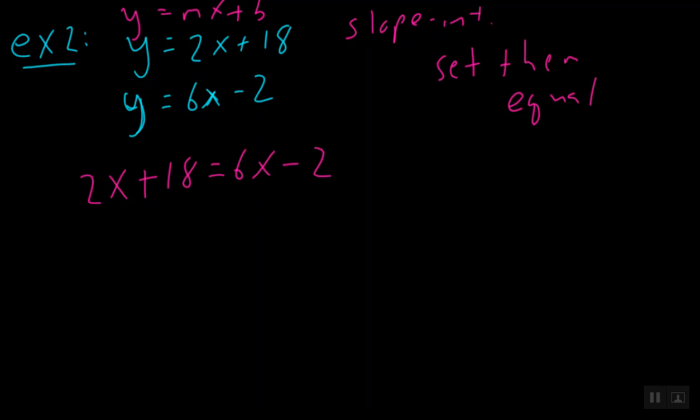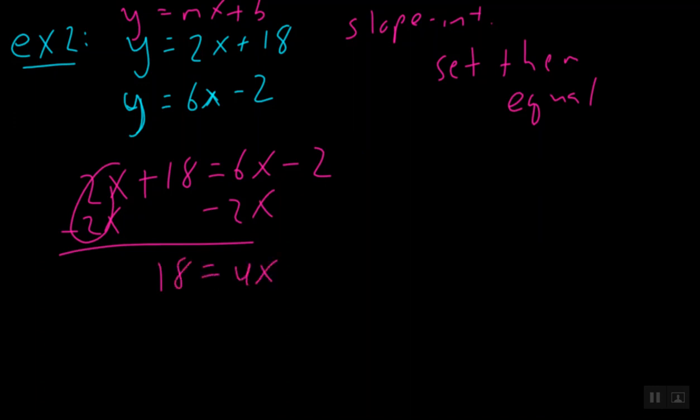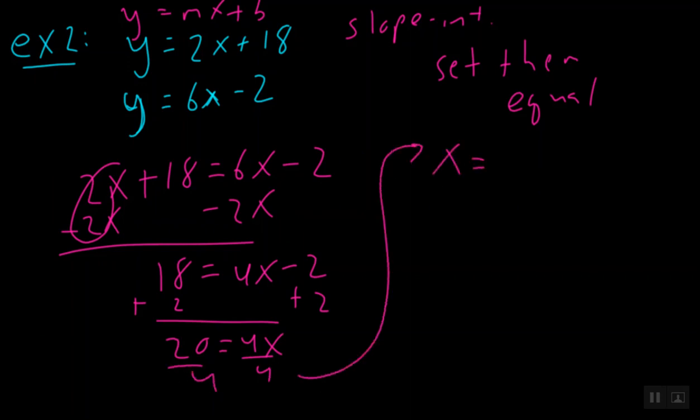Now this is an easy example. What should we do? Well, we should move our smaller x first. So minus 2x, and of course that goes away to leave us 18 is equal to 4x minus 2. Well guys, we know that we should add 2 to both sides and we get 20 is equal to 4x. After we divide both sides by 4, we will get that x is equal to 5.